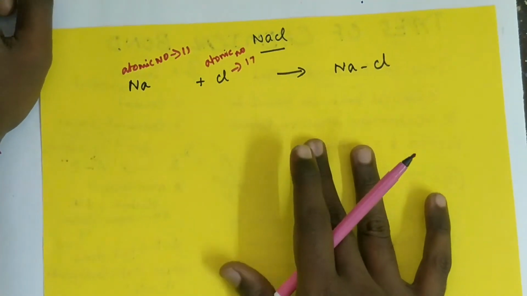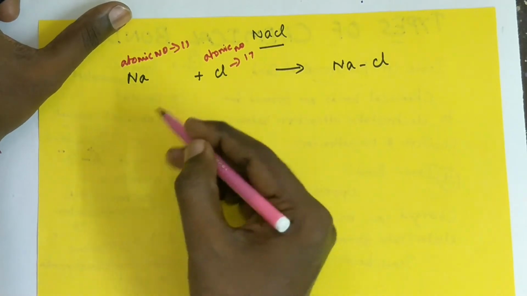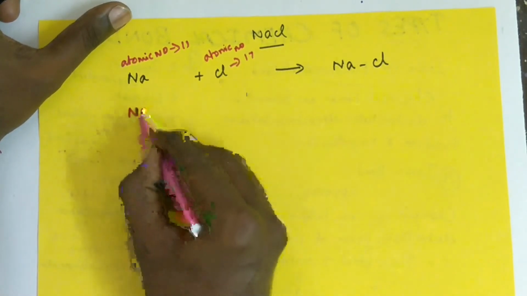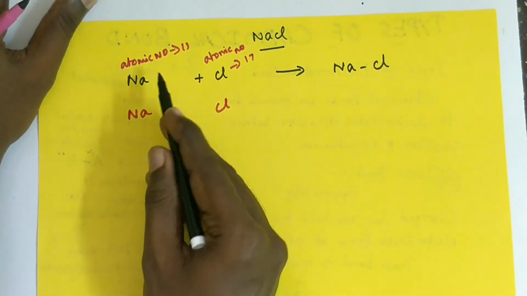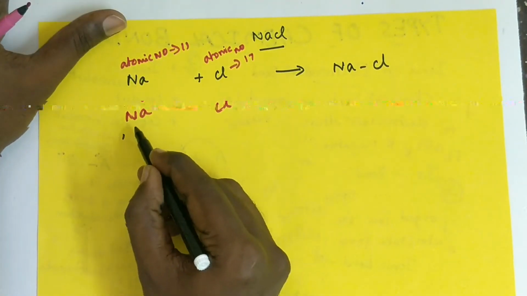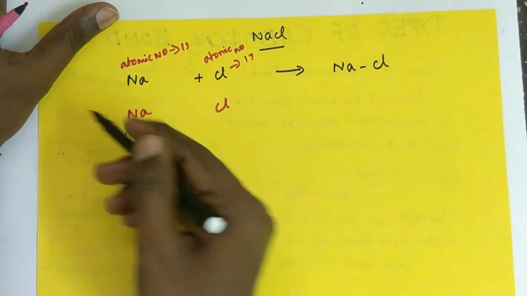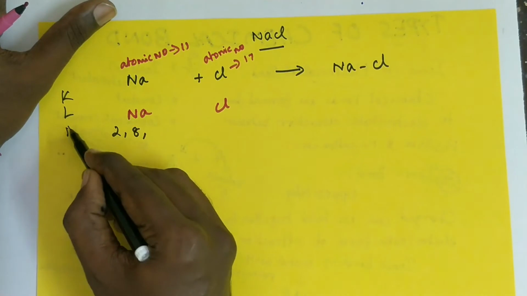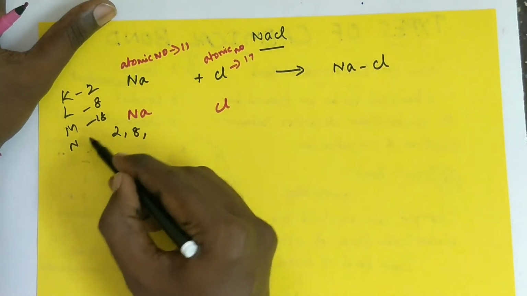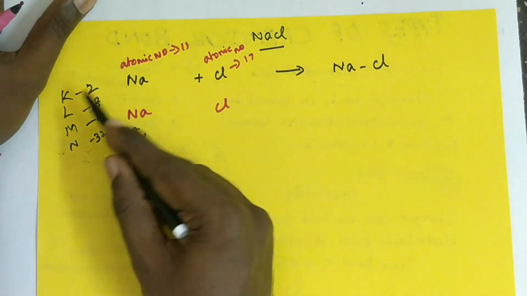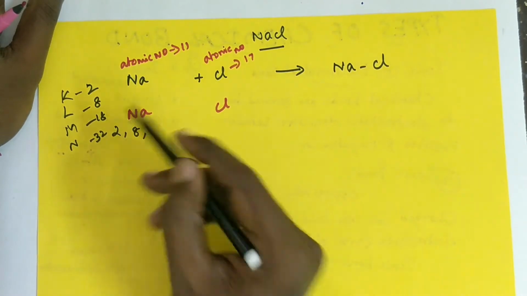So sodium atomic number 11 and chlorine atomic number 17. When you write Bohr's model for sodium, K shell has 2 electrons. L shell maximum is 8 electrons. We have already seen several times K, L, M, N: 2, 8, 18, 32. That means the maximum electrons to accommodate in K is 2, L is 8, M is 18, N is 32.